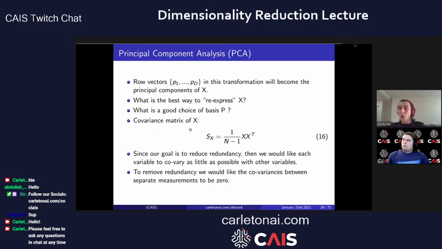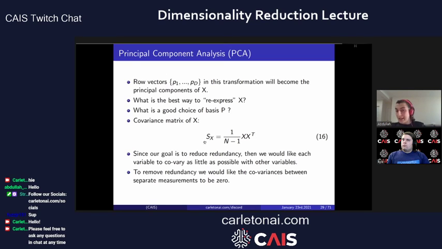Now, to calculate the covariance of a matrix X, we can do that by multiplying X with itself and dividing by 1/(n-1), right? So since our goal is to reduce the redundancy in the new data, we would like each variable to covary as little as possible with each other in the new transformed data Z. So in order to remove this redundancy, we would like the covariances between the separate measurements to be 0, but not in X, but in Z, right?